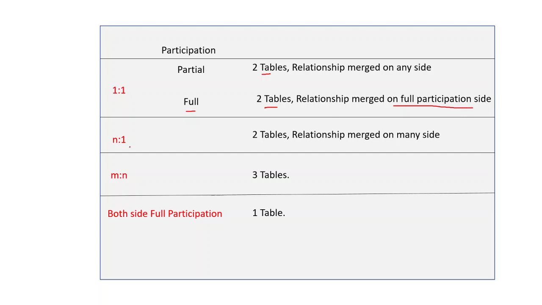In case of an N:1 relationship or 1:N relationship, you will be having two tables with the relationship merged on the many side, which is the N side. And for an M:N relationship, you will be having three tables, and if there is a case where both sides participate fully, there will be only one table irrespective of the cardinality or the association.